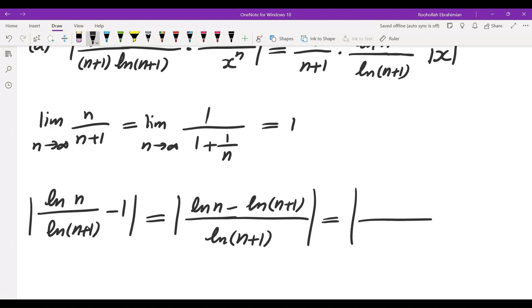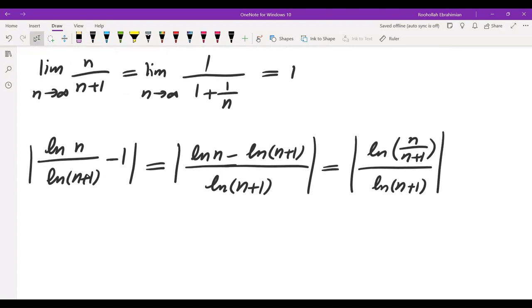And this is natural log of n over n plus 1 over natural log of n plus 1. The numerator approaches natural log of 1, and the denominator approaches infinity. So this is less than or equal to, I'm going to replace the denominator by natural log of 2, since n is at least 1. The numerator is going to be natural log of 1 over 1 plus 1 over n.